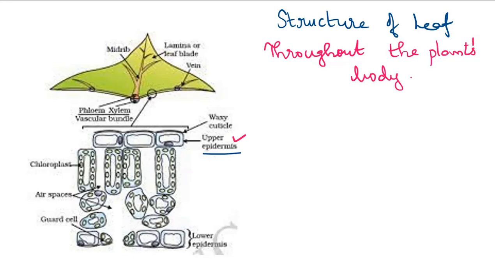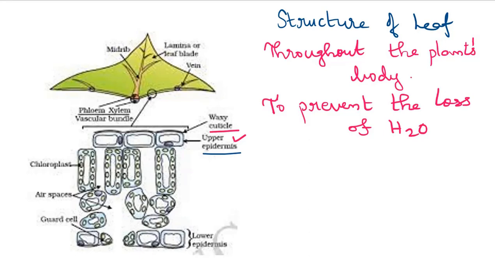It is further covered by a waxy substance called cuticle. This waxy cuticle helps to prevent the loss of water. And thus, the waxy cuticle and upper epidermis form the first layer, or the first structure of the leaf.